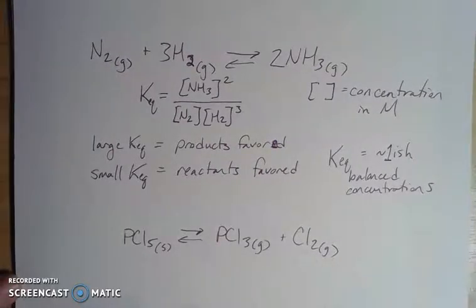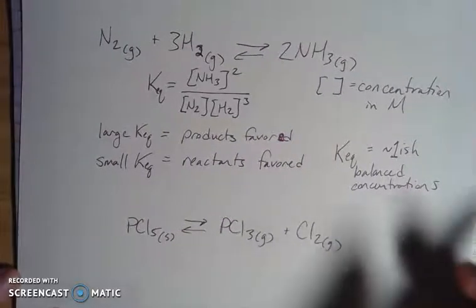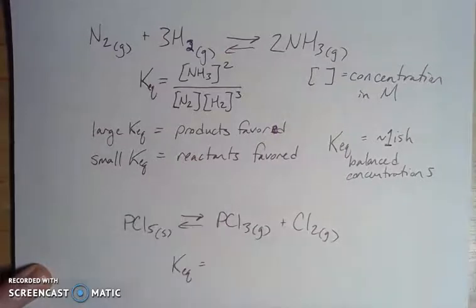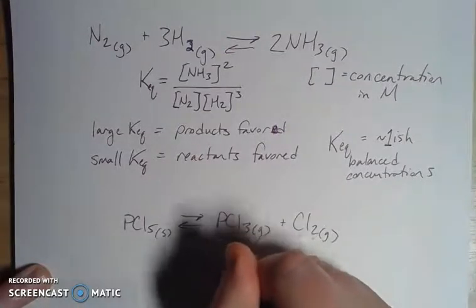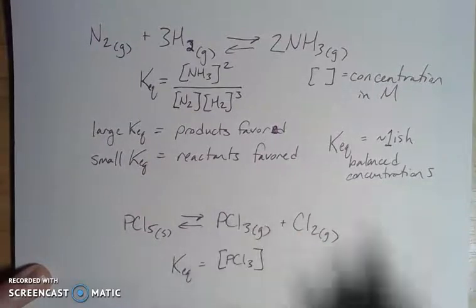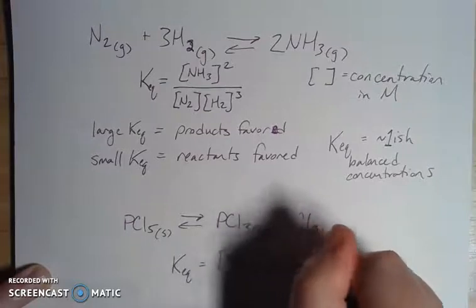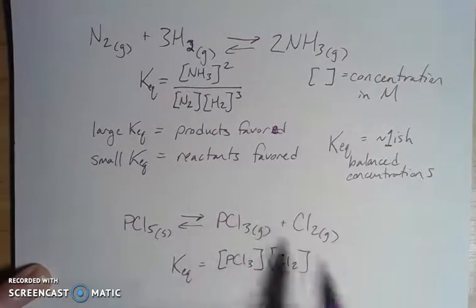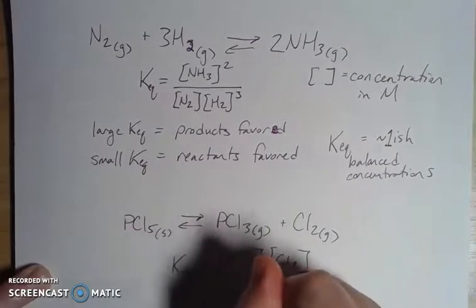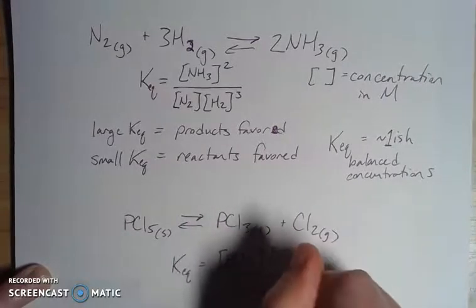Okay, so if I was going to write an equilibrium constant expression here, then it's going to be equal to the concentration of my products, PCl3, raised to their coefficient, which in this case is 1, times my other one, chlorine, which again, coefficient is 1, over the concentration of my reactants, which is PCl5.